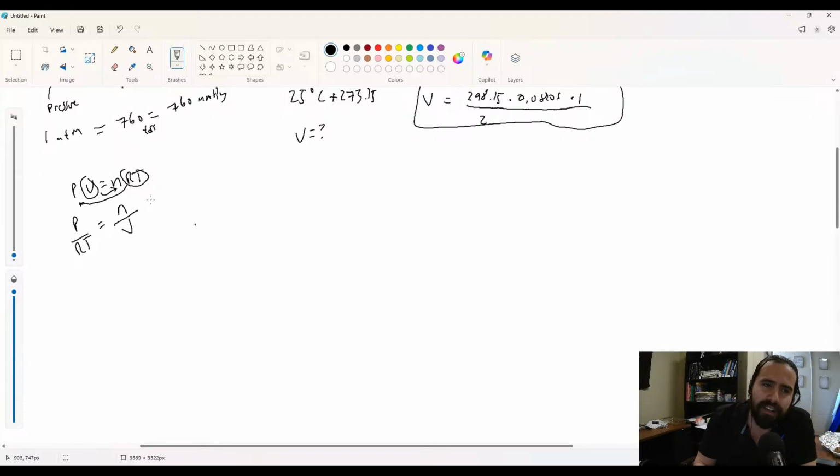and we keep in mind that moles times molecular mass is equal to grams, right? If I take this number and multiply it by the molar mass of a gas of interest, I end up with grams over volume, which is the definition of density.